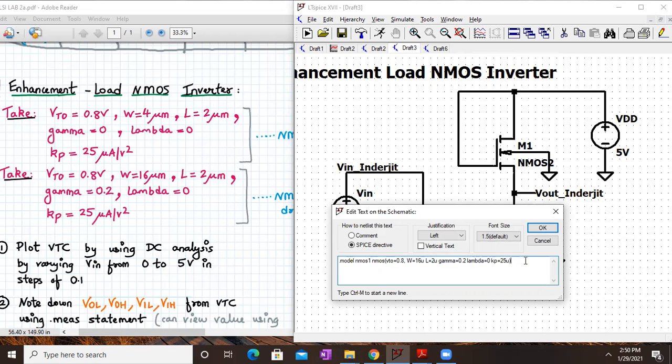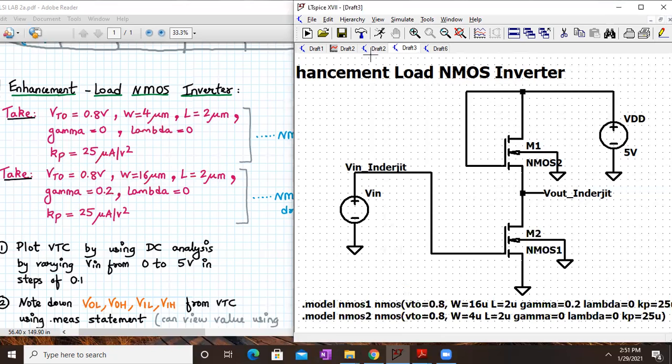microampere per volt. Okay. Similarly, I have to define the other one for NMOS 2. So I'll go over here. I have to go to the next line. So Control-M, and I paste it. So NMOS 2, I'll make the changes quickly. VTO is the same. W is 4 actually, so W is 4 over here. L is the same. Gamma is 0.0. And lambda is 0 and Kp is the same. Okay. So I'll add the statement over here very quickly.